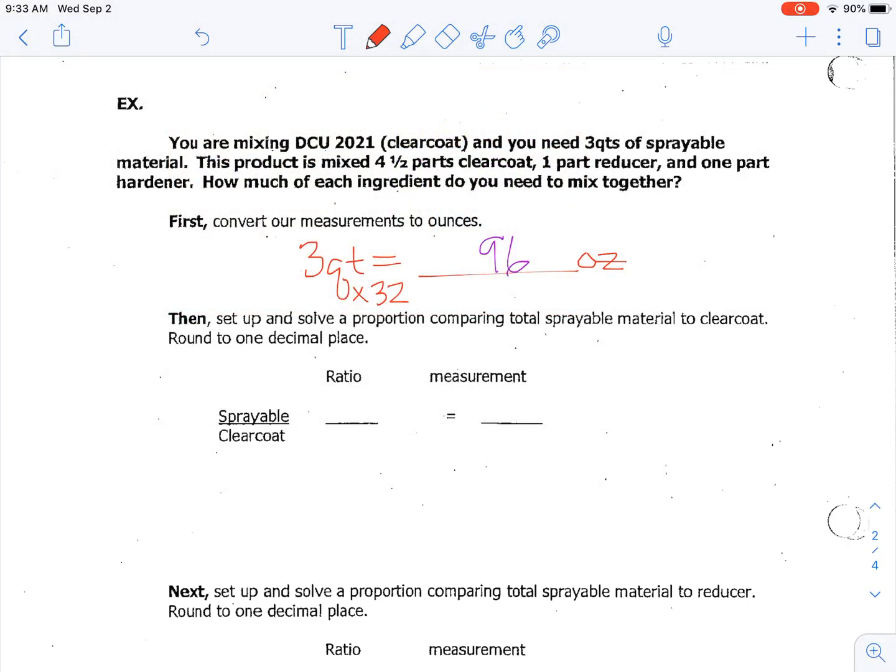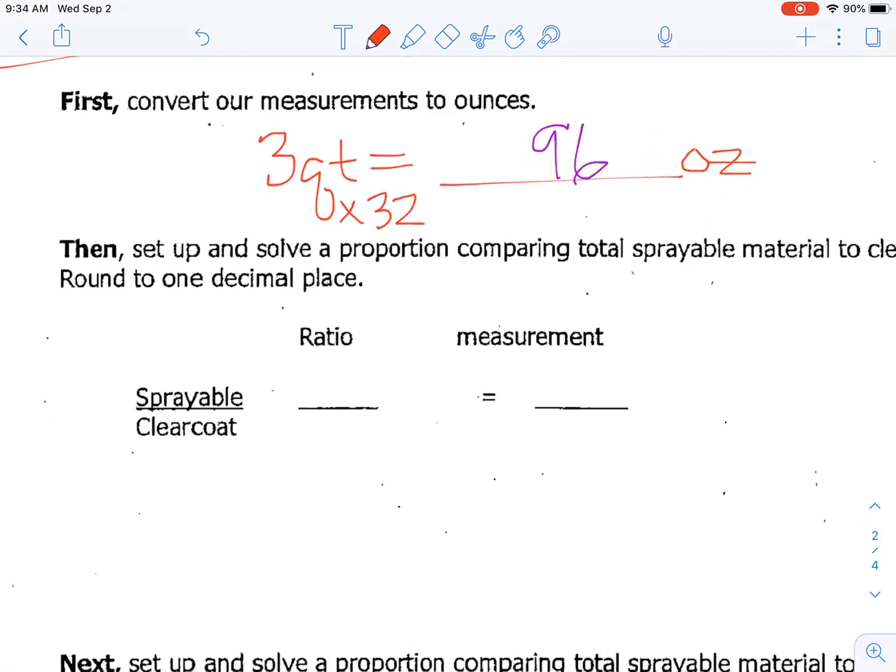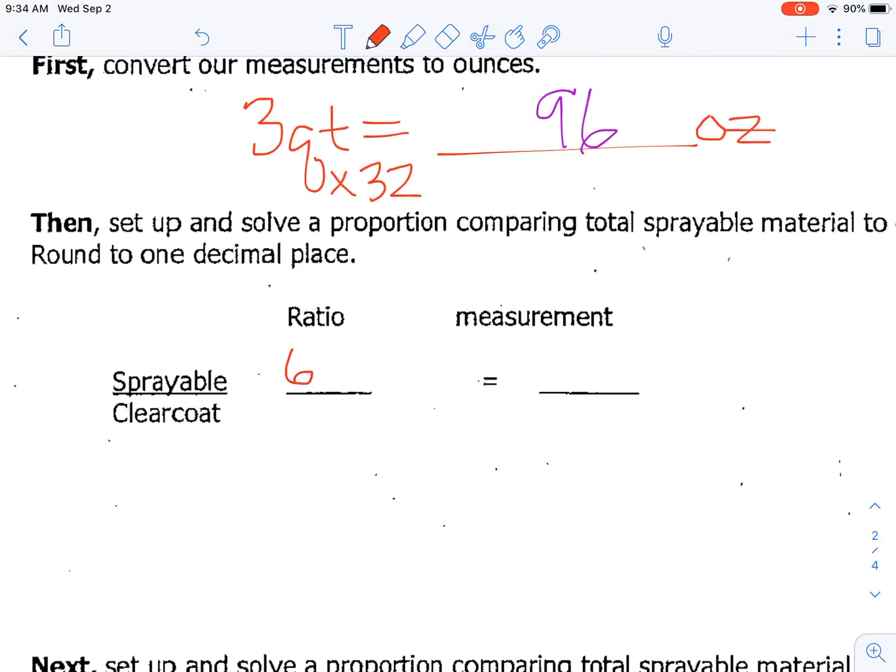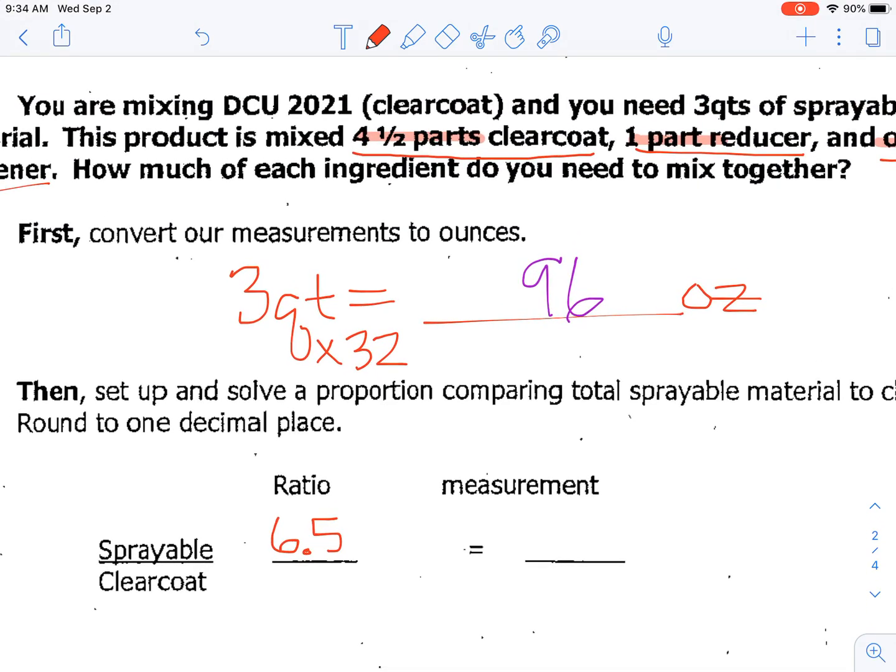This one's different. This is 4.5 parts clear, 1 part reducer, 1 part hardener. I mean, it's different, but it's not really different. The total number of parts, 4.5 plus 1 plus 1, means that there's 6.5 total parts in the ratio. How many of those parts come from just clear coat? 4.5 of them come from clear coat, so we're going to put 4.5.